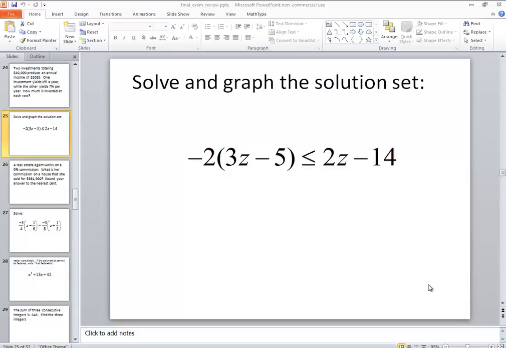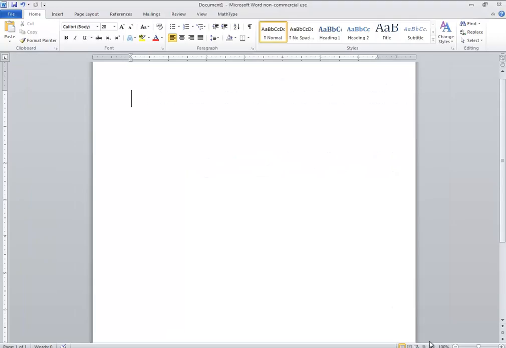Let's take a look at this problem. We want to solve and graph the solution set. Now this is a linear inequality because it's the first power, and of course you've got an inequality symbol of some sort. Now our steps for solving a linear inequality.